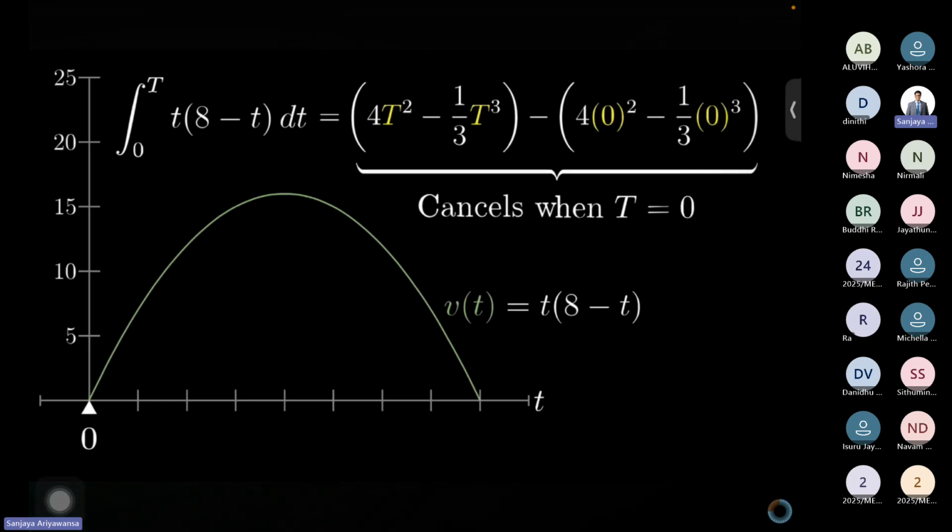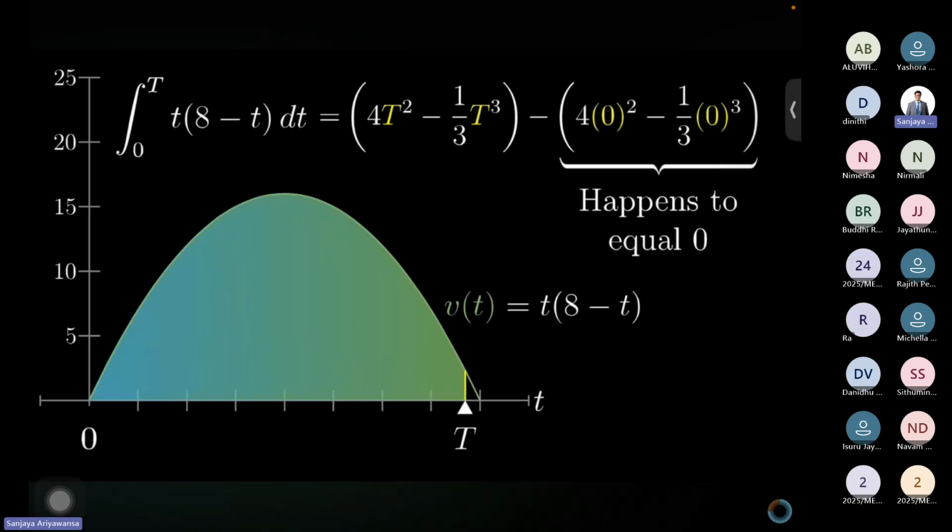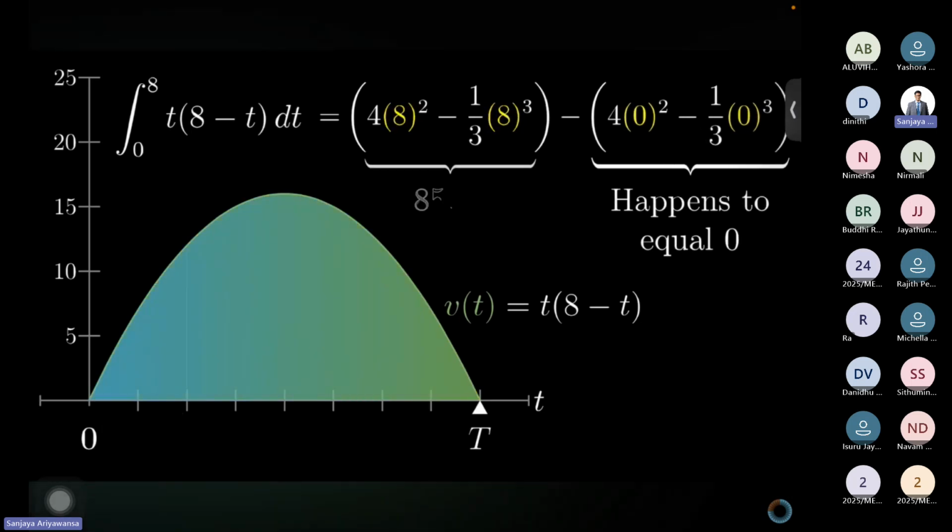As it so happens, when you evaluate the function we have right here at t equals 0, you get 0. So in this specific case, you actually don't need to subtract anything off. For example, the total distance traveled during the full 8 seconds is this expression evaluated at t equals 8, which is about 85.33, minus 0. So the answer as a whole is just 85.33.